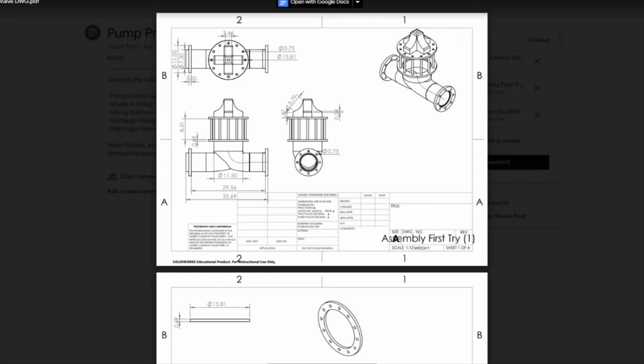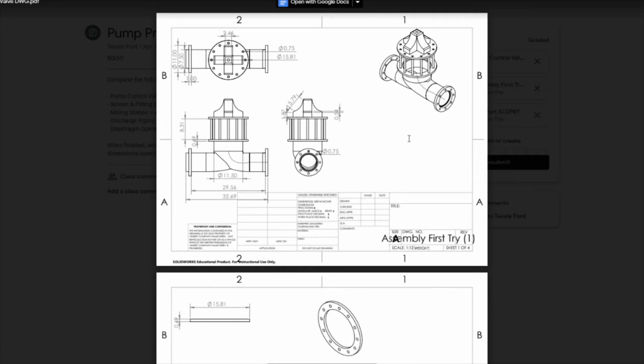So hello, my name is Isaac. I had to 3D model the pump control valve. For those who don't know what a pump control valve is, it's basically the valve that opens and closes at an adjustable speed. So it provides a smooth and I guess predictable transition of the discharge flow into the pump itself.